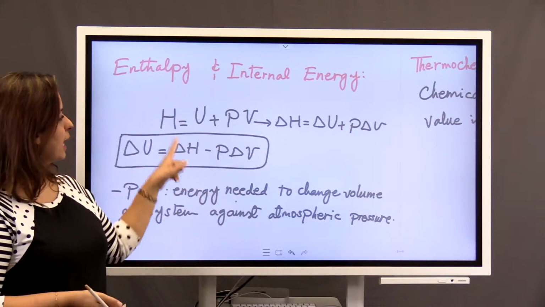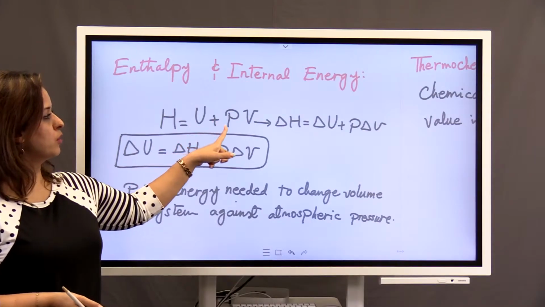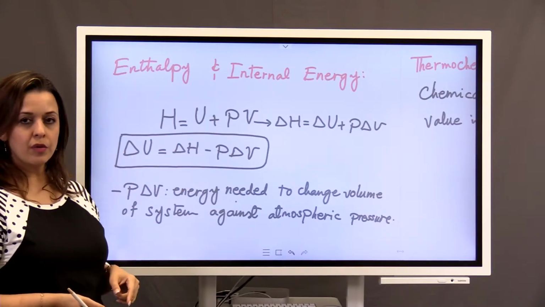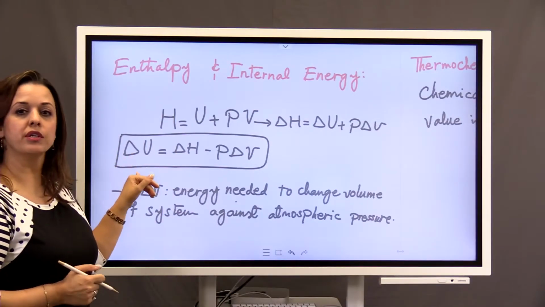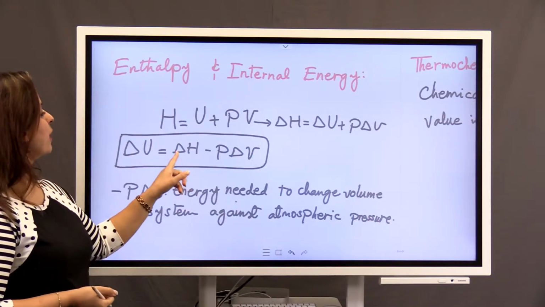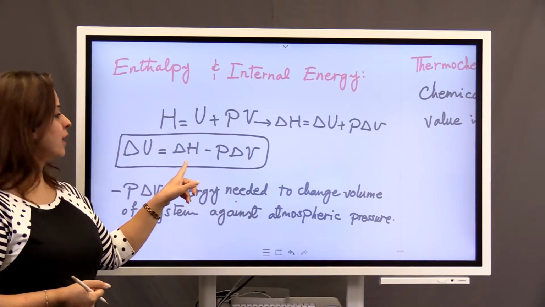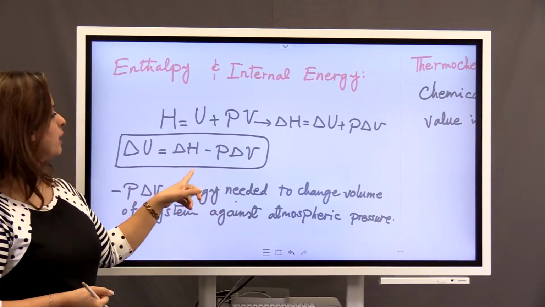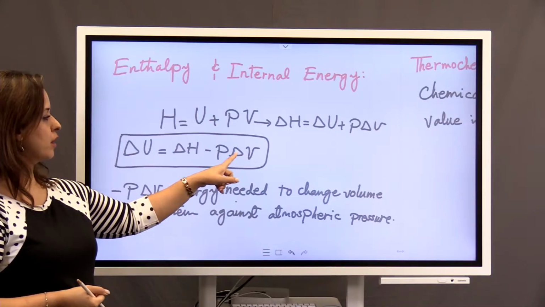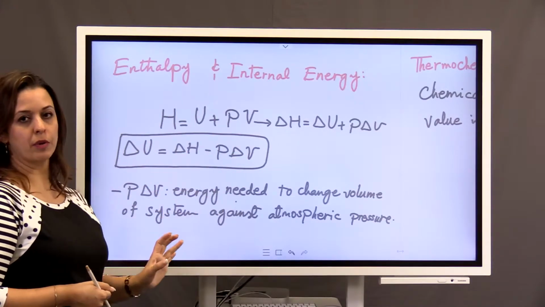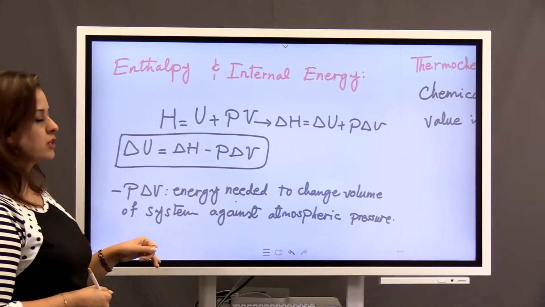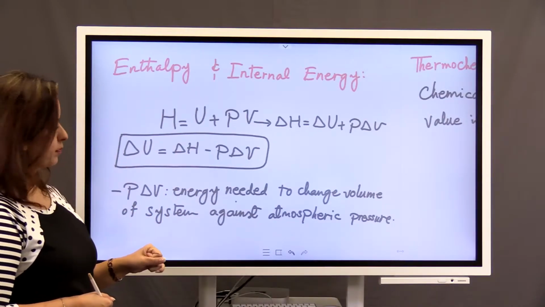So delta H will be delta U plus P delta V, and if you rearrange it, delta U, or change in the internal energy of the system, depends on delta H, or enthalpy change, minus the work of pressure-volume. That's the formula that you can keep in mind. Delta U is equal to delta H minus P delta V.